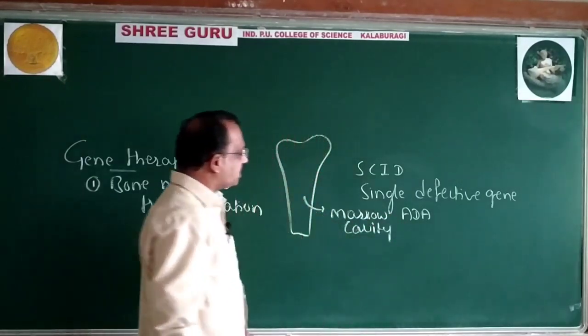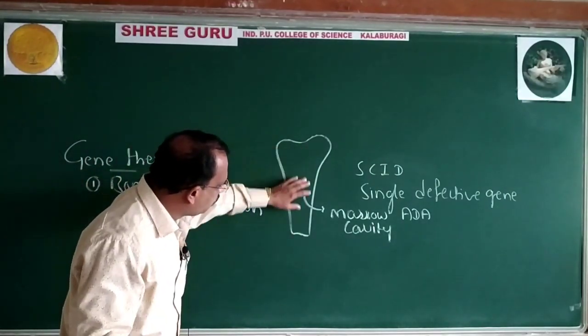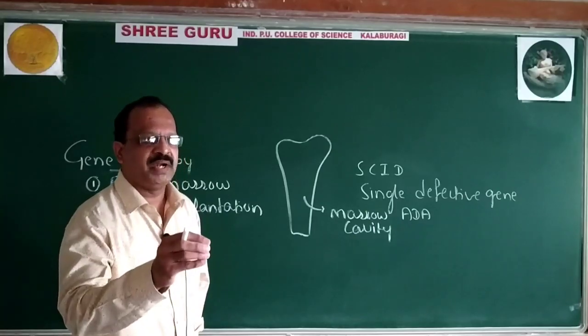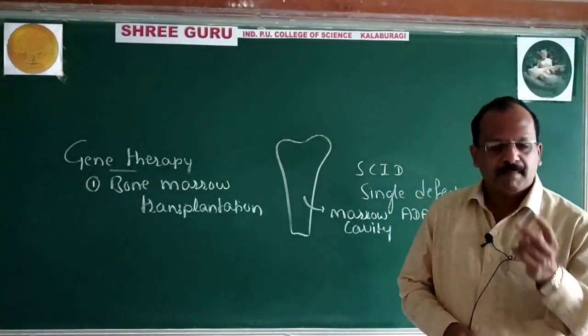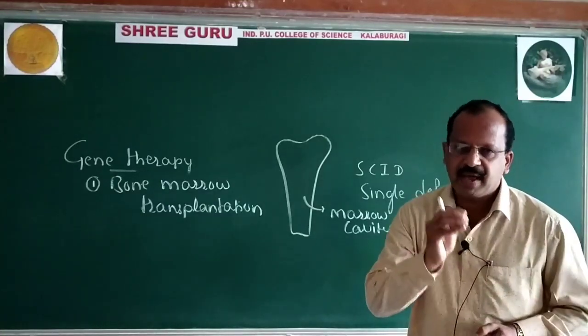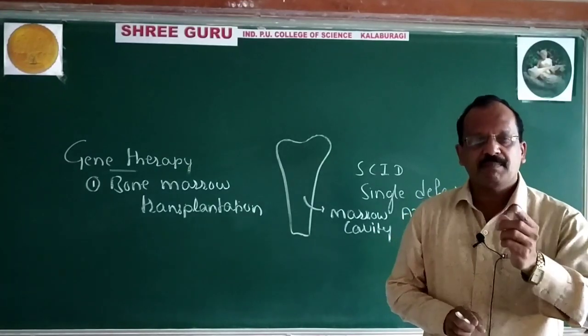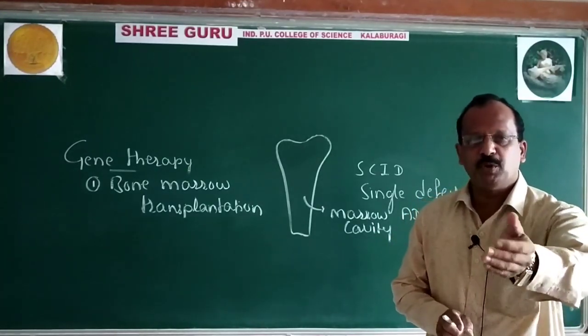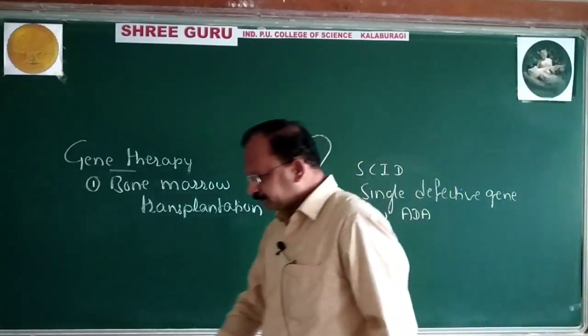Bone is not a solid structure. Most of the bones have got a central cavity known as marrow cavity or medullary cavity. This cavity is filled with marrow. Marrows are of two types, red marrow and yellow marrow. Red marrow produces RBCs along with few WBCs, but yellow marrow contains fat cells.